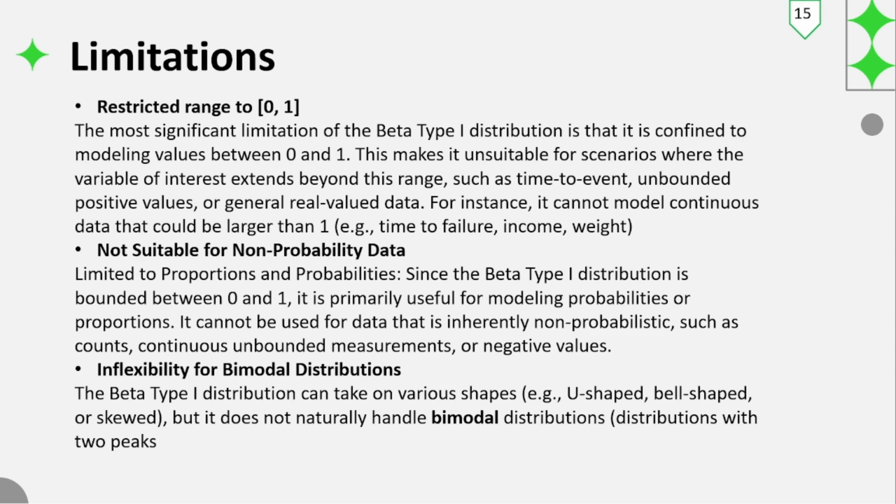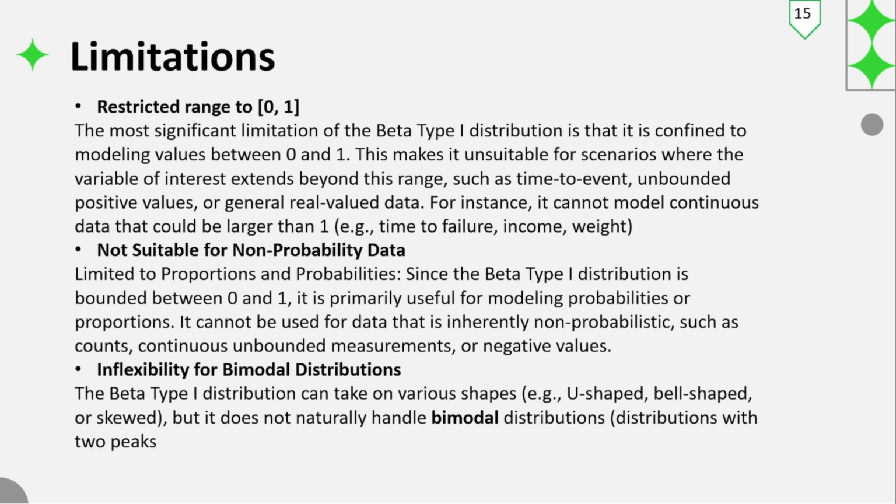For example, if a product manager sells a product and we ask whether there will be a chance of buying the product within 3 hours or 5 hours of time duration, we can't predict or model this type of scenario with the beta type 1 distribution. So there is a need for the beta type 2 distribution.